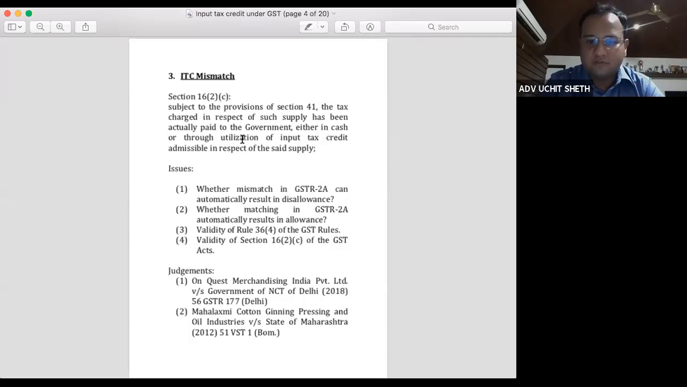In both these cases, the constitutional validity of a similar provision under the Delhi VAT Act and the Maharashtra VAT Act was challenged. So first and foremost, if we want to say that we are entitled to input tax credit despite default by the vendor, we can't say that before the adjudicating authority. Adjudicating authority is bound by the statutory provision. We would have to challenge the constitutional validity of the provision before the High Court.